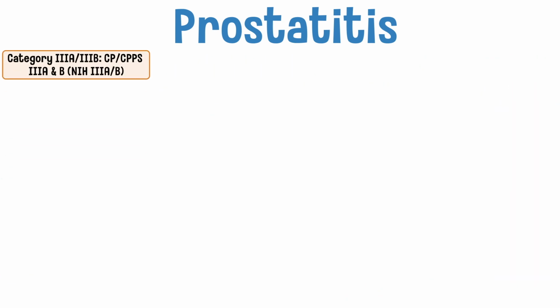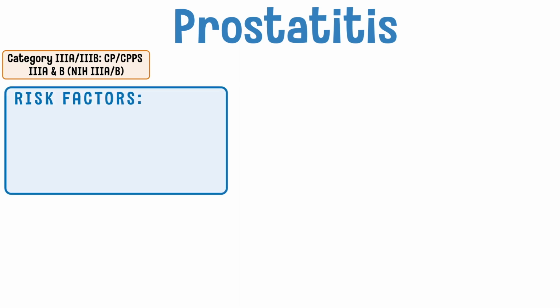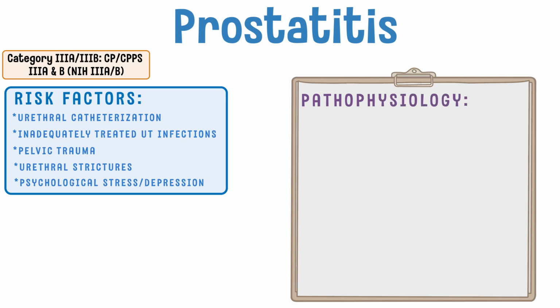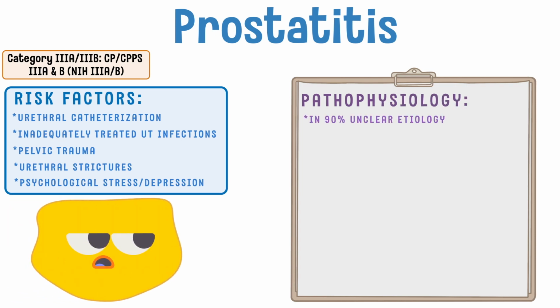Next is chronic non-bacterial prostatitis, inflammatory and non-inflammatory. The risk factors include urethral catheterization, inadequately treated urinary tract infection, pelvic trauma, urethral strictures, and psychological stress or depression. In terms of pathophysiology, the etiology is unclear in 90%, while the remaining can be attributed to bacterial origin. The exact cause is unknown but is considered multifactorial, involving a combination of factors.